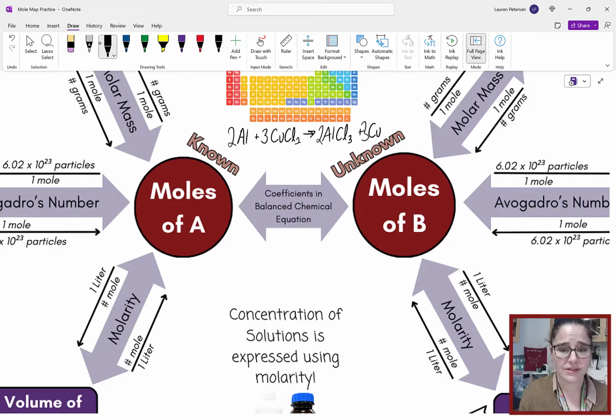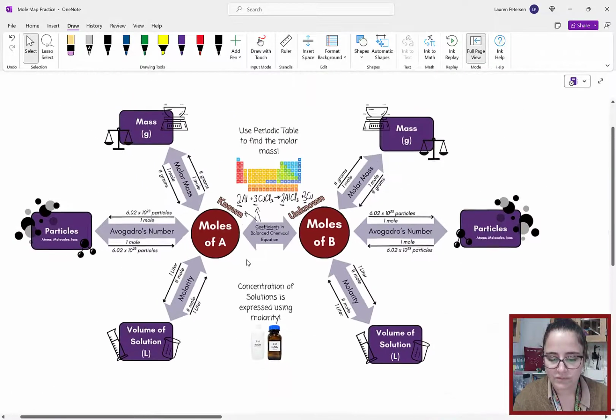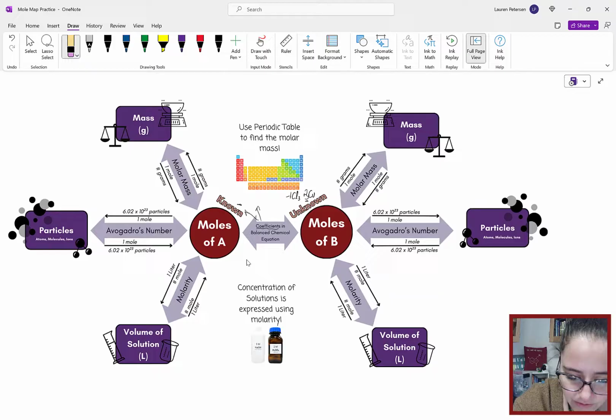Now, those 2s and 3s represent the mole ratios. This reaction reads 2 moles of aluminum react with 3 moles of copper chloride to produce 2 moles of aluminum chloride and 3 moles of copper. They're that ratio. Those are your coefficients. And those are the only 2 things you can use to relate the moles of one thing to moles of another thing. Okay?